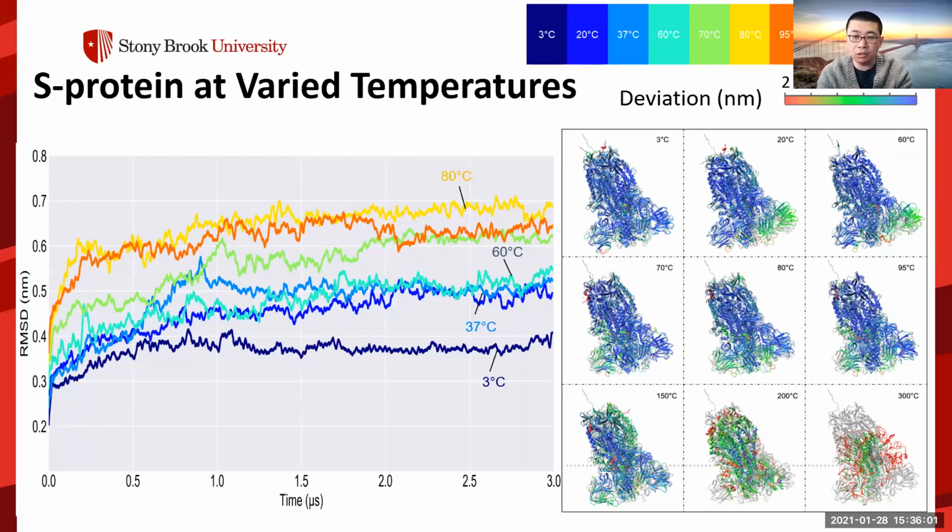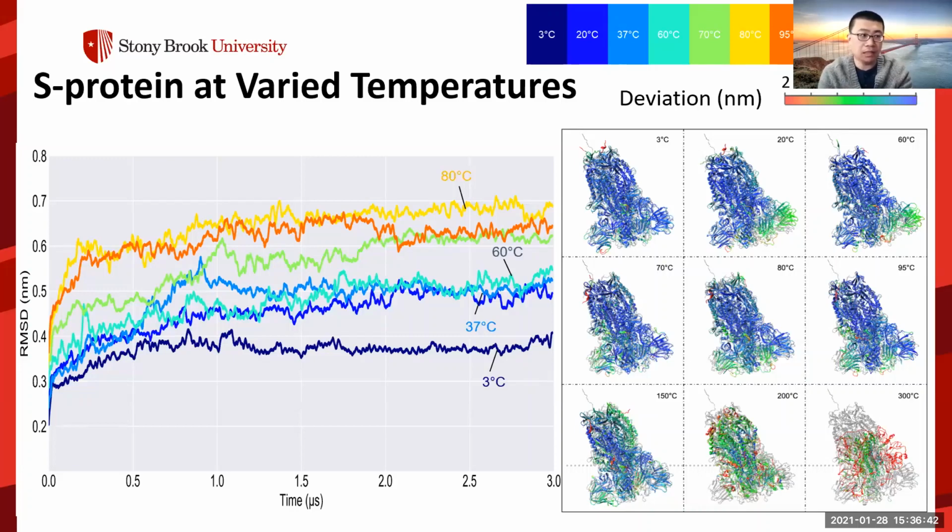To be intuitive, we also superimposed the molecular structures at the different temperatures. Here, the control group is the normal temperature, 37 degrees. We use colors to show the structural deviations in nanometers. We can see that as we increase the temperature, not only is the MSD increasing, but we also have more and more regions that show larger deviations, from a few angstroms to nanometers.